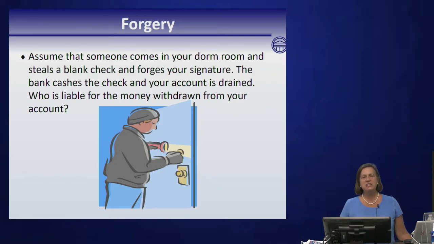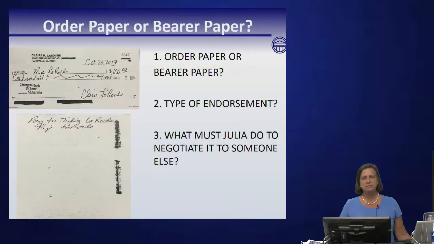So that's it. What I do have here is a mini problem set for you. We're going to go over this very quickly. So look at this instrument. Is this check order paper or bearer paper? You should be able to tell me. You look at the endorsement. It does have one endorsement, paid to Julia LaRoche, signed Rip LaRoche. It's payable to a specific person, so it is order paper. What type of endorsement is this? This is a special endorsement. It's endorsed to a specific person. So what must Julia do in order to negotiate or transfer this check to someone else? She must endorse it and deliver it.